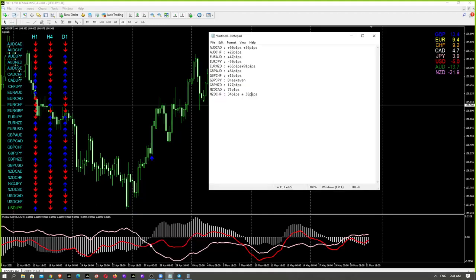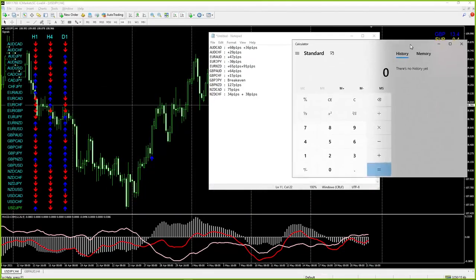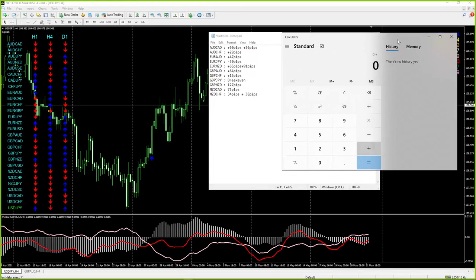Now for conclusions of this week's trade, let's compute how many pips it was. It's going to be plus 60, plus 36, plus 29, plus 47, minus 30 for the float. This is just a floating trade, but let's consider it. Plus 65, plus 91, plus 64, plus 15, plus 127, plus 75, and plus 34. So around 600. Oh no, there's another plus 38.